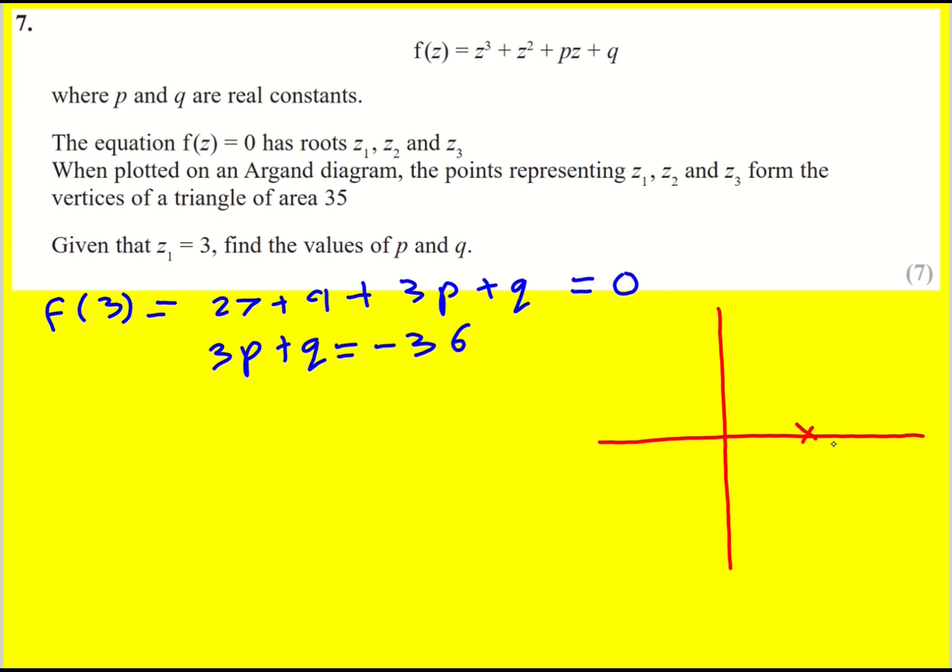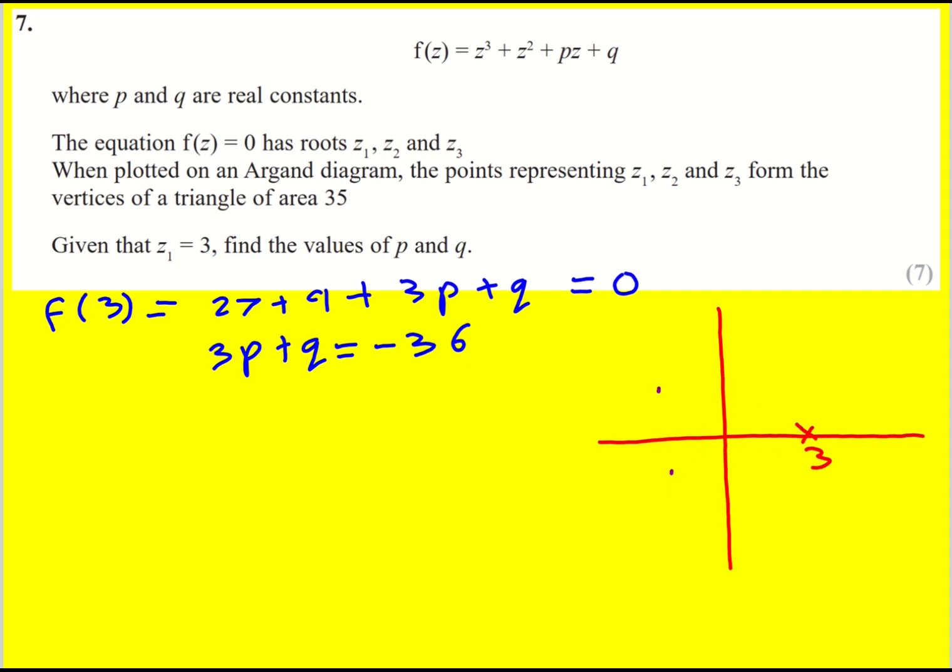So if I put my z1 here, the problem is that there's actually lots of different possibilities. What I would say is the other two roots have to be complex numbers, because if they were real, then they would be along here. You wouldn't create a triangle. In theory, I guess they could be purely imaginary, but they're going to be complex in general. So this, for example, might create an area of 35, but maybe I could do this one instead.